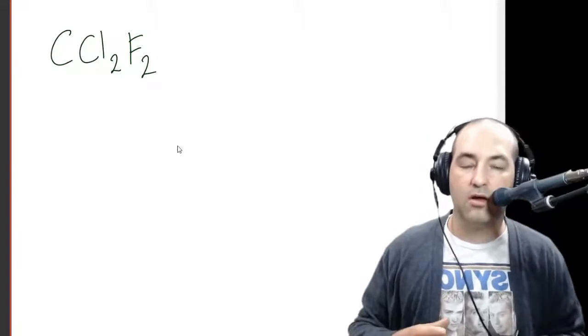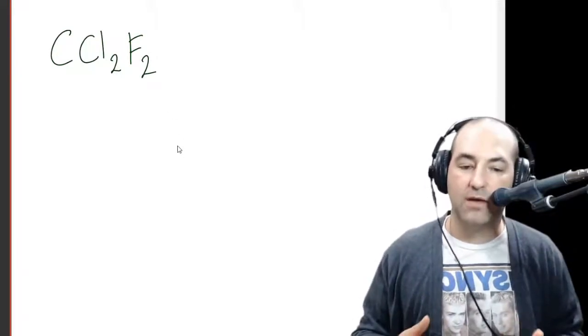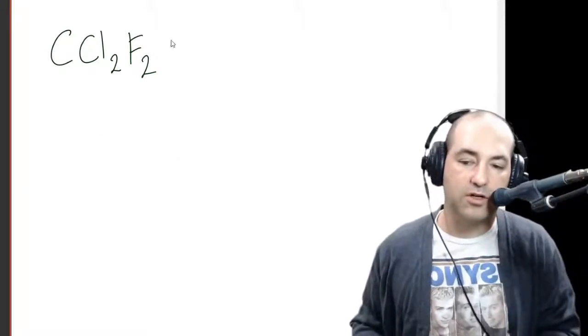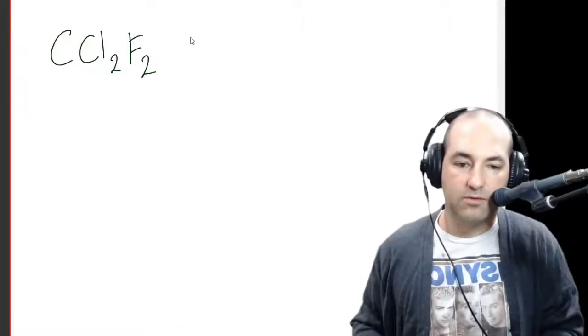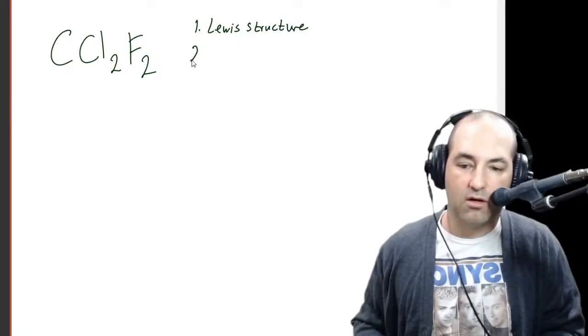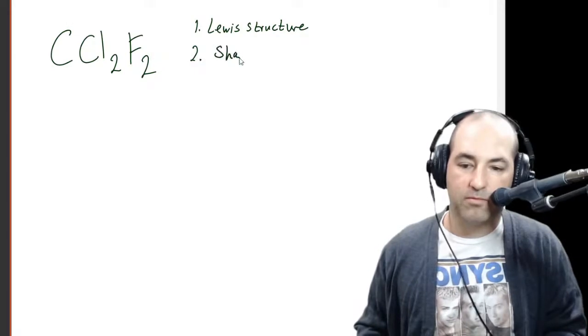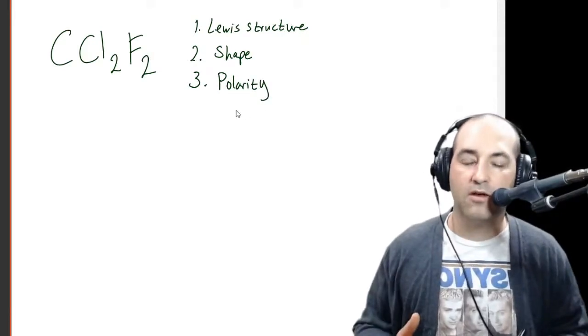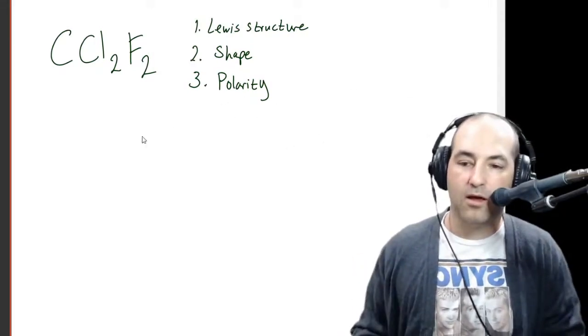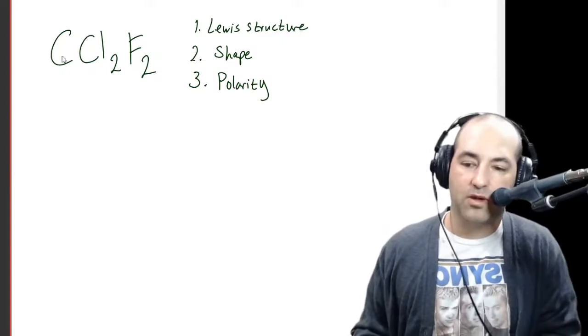Let's look at this one, and we can look at how to figure out the shape, and then also how that corresponds to the polarity. So first step is always: draw the Lewis structure. Then we find the shape, and then we can deal with the polarity. It kind of has to be in order because the later ones always depend on the previous ones. So all right, let's come up with our Lewis structure.